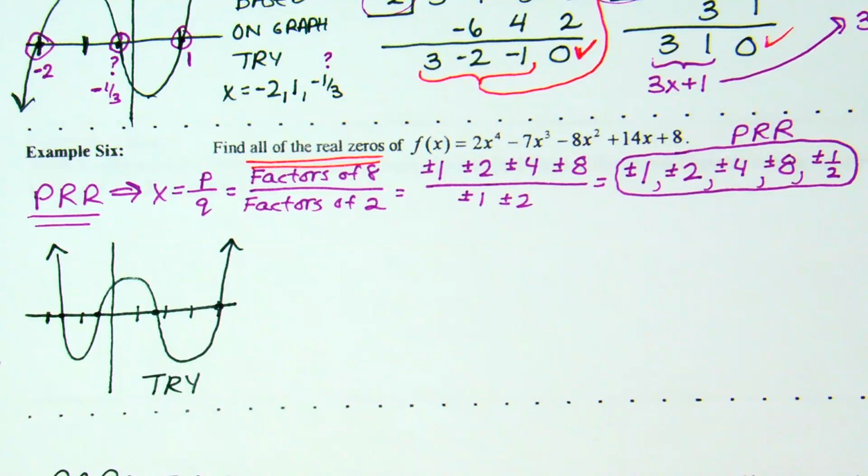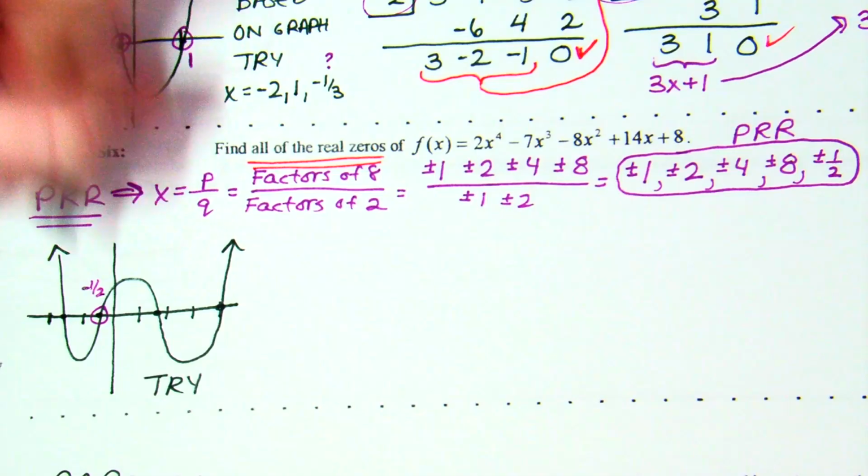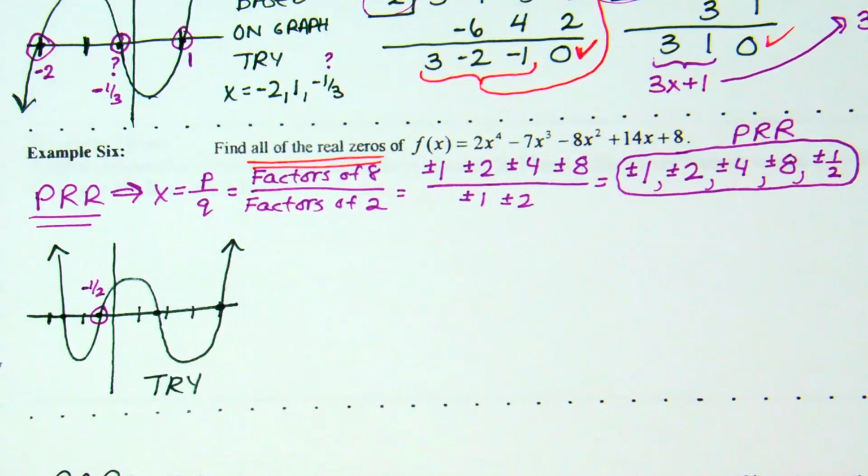Okay, you got any you think we should try? Minus 0.5. Could that possibly be a negative 1, a negative half? Very possibly, right? It's between 0 and negative 1. And negative 1/2 is in that area, so it's a possibility.